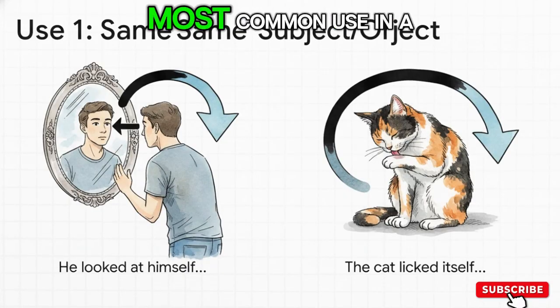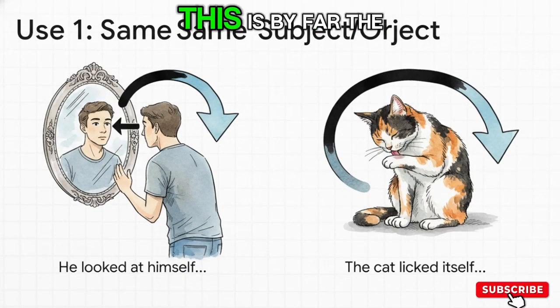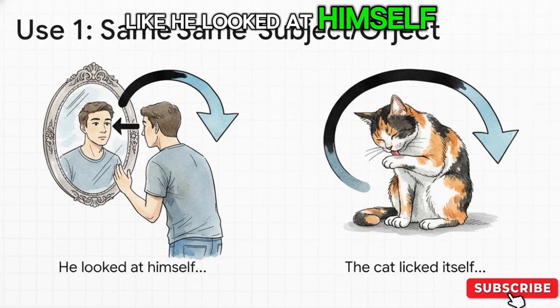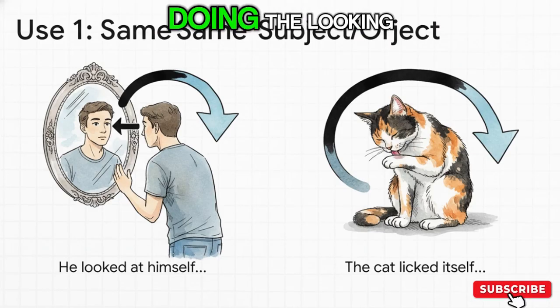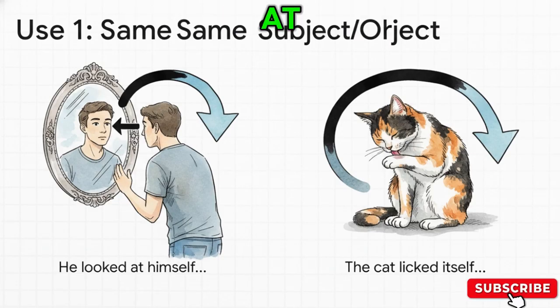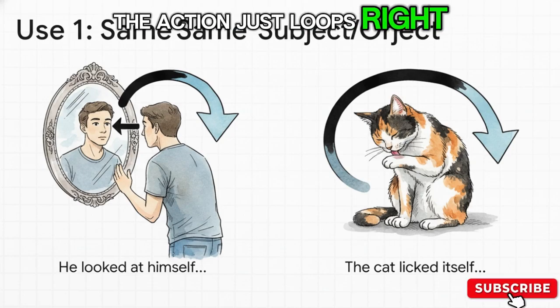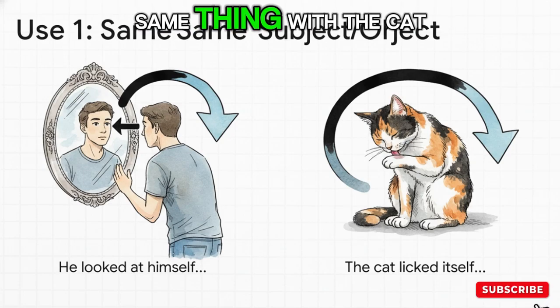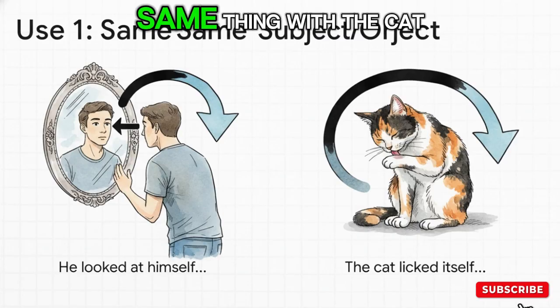This is by far the most common use. In a sentence like, he looked at himself, he is both the one doing the looking and the one being looked at. The action just loops right back to the start. Same thing with the cat looking at itself.